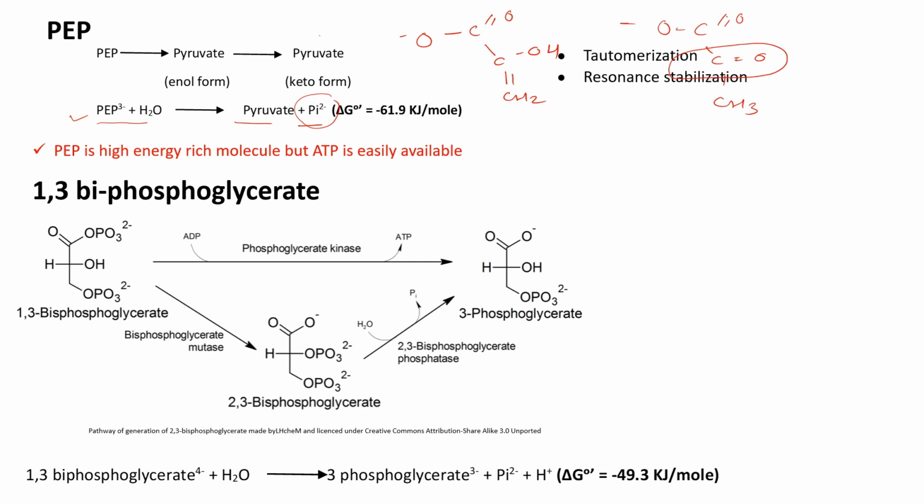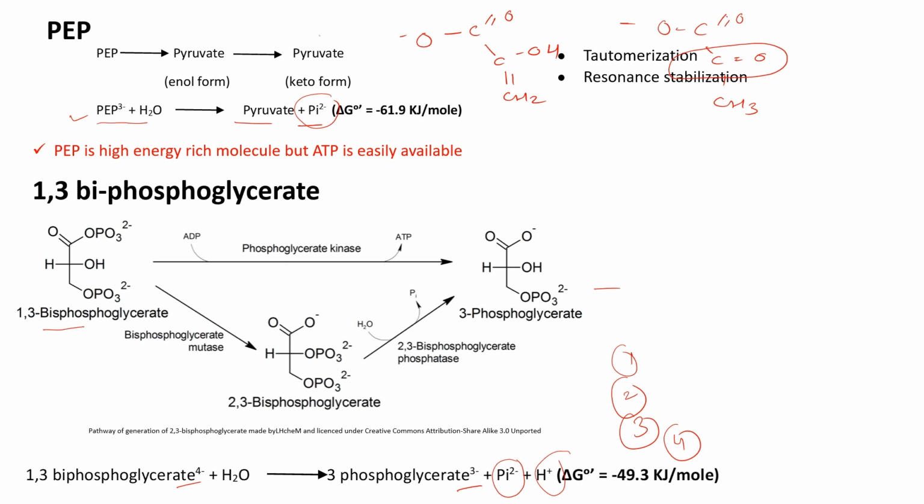Next is 1,3-bisphosphoglycerate, another energy molecule of a biological system. So this is 1,3-bisphosphoglycerate which gets converted into 3-phosphoglycerate. Here also, if you see the reaction, it was 4 minus, and 3-phosphoglycerate is 3 minus. So the first factor is electrostatic repulsion. The reaction is favored in the forward direction due to electrostatic repulsion. Release of Pi means resonance stabilization and stabilization due to hydration. Release of H plus means degree of ionization.